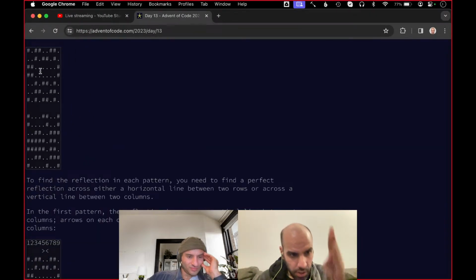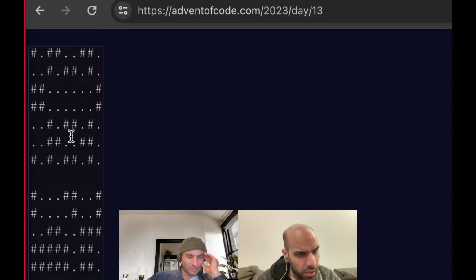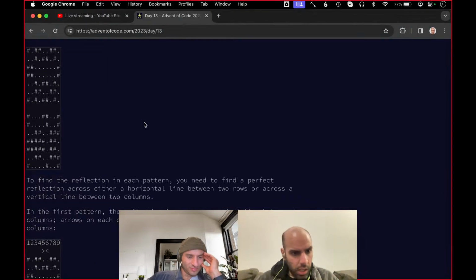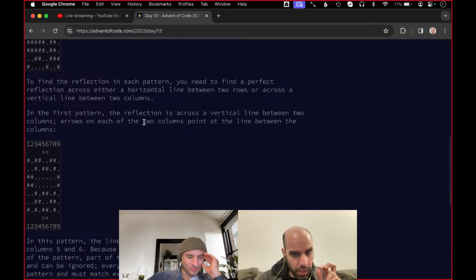Or across a vertical line between two columns. I'm not going to solve this one just by looking at it. I think perhaps around here. Yep. In the first pattern, the reflection is across a vertical line between two columns there.